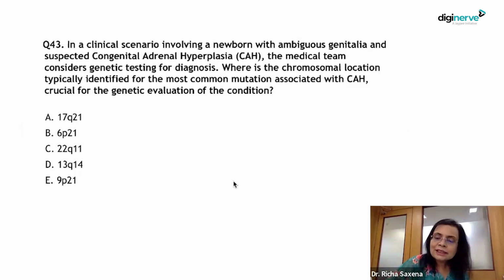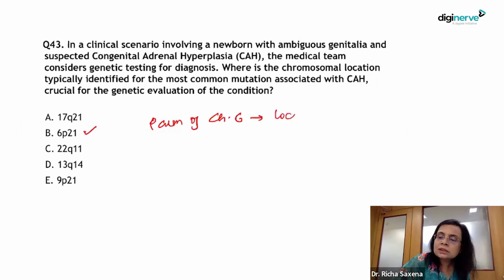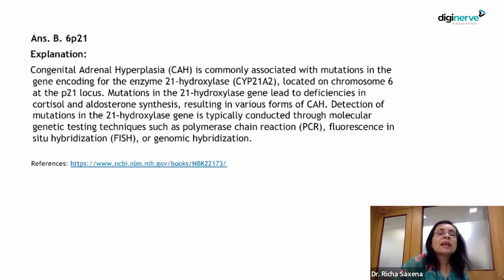This is typically 6p21. That means short arm of chromosome 6, the P arm of chromosome 6 at locus 21. So the region 21 of this short arm, this is the place where the mutation occurs, and this affects 21 alpha hydroxylase, which is the enzyme that is affected. That could be a separate question, that which enzyme is affected because of this mutation.